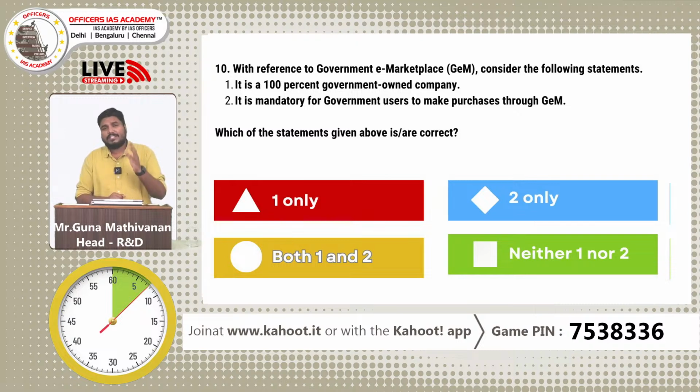The purchase was made mandatory in 2017, and not just that, more thrust is given for Indian products and for startups. So it's an interesting platform. We can also go and have a look at it, but you and me cannot purchase. Government can purchase, and all the registered cooperatives can also purchase from this government e-marketplace. So it is mandatory for the government users. Both the statements are correct. So both 1 and 2 are correct.